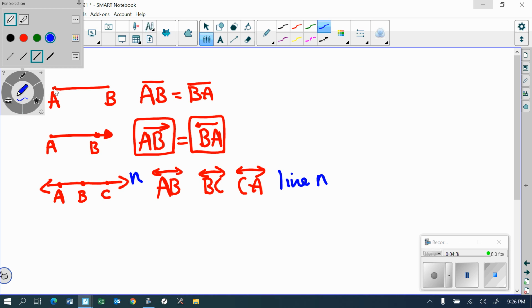Okay, next we have an angle with a common endpoint. There, let's call it ABC. Okay, this is an angle. An angle, by definition, if I look at, I have a ray BC and a ray BA, right?